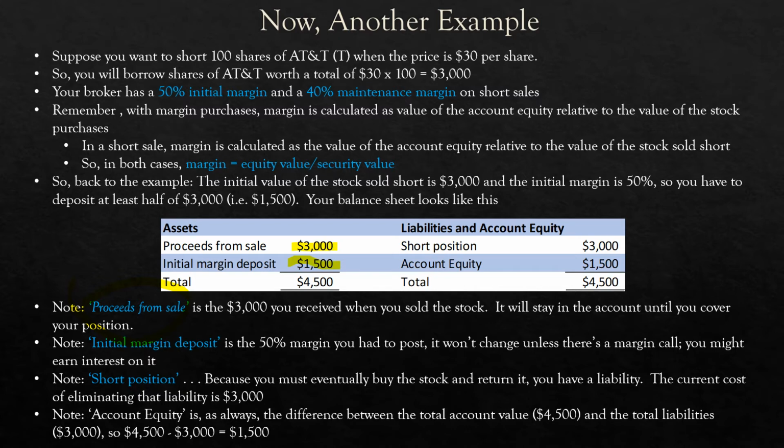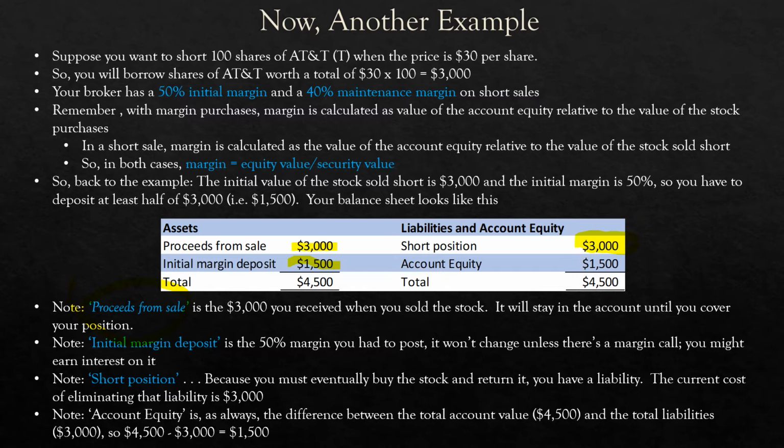But for the sake of this example, we're going to keep it simple and there's no interest owed on it or earned on it. So note the short position. Because you must eventually buy the stock and return it, you have a liability. So there's your liability right there. The current cost of eliminating that liability is $3,000.